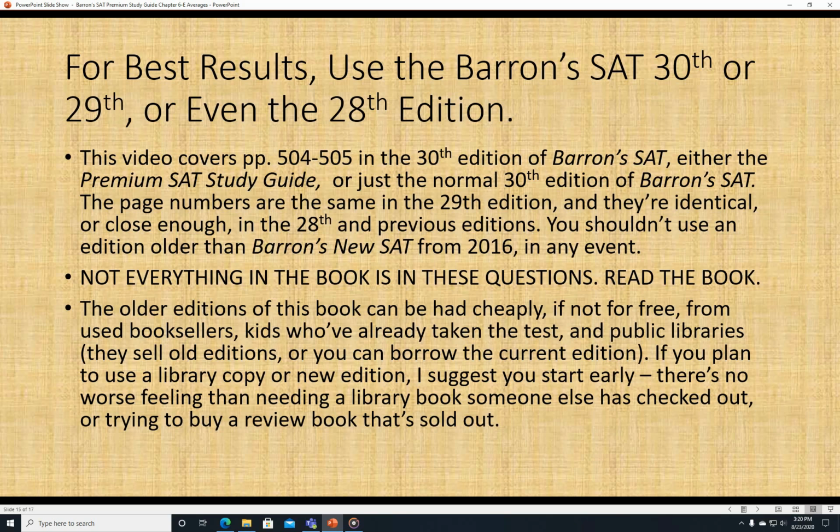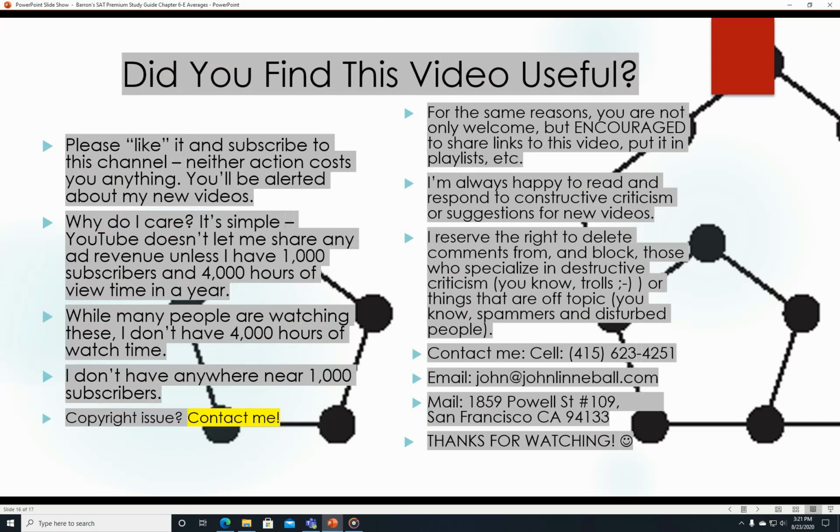The older editions of this book can also be had cheaply, if not for free, from used booksellers. Kids have already taken the test. Public libraries sell old editions really cheaply. I have bought used review books for literally a dime from public libraries that were having little fundraiser sales. Or you can borrow the current edition, or you can just use the current edition in the library. If you want to use a library copy or a new edition, I suggest you start early. There's no worse feeling than needing a library book someone else has checked out, or trying to buy a review book that's sold out.